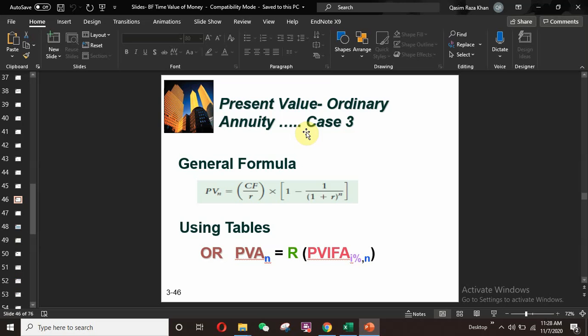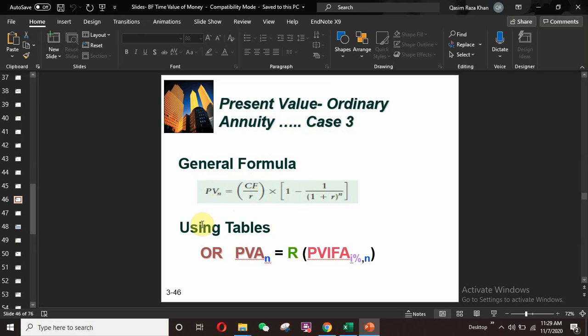Case 3 is representing how we can find out our investment cash flow stream's present value of an ordinary investment plan. So here is the general formula for the calculation of PV. PV is present value, N is the time period, CF is your cash flow, R is your return, R is your interest, multiplied by 1 minus 1 divided by 1 plus R to the power N.